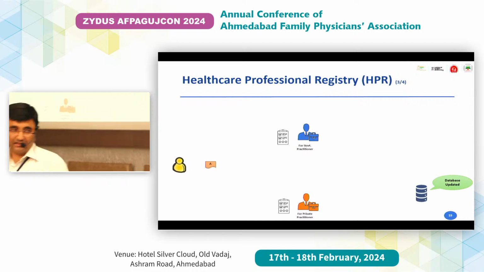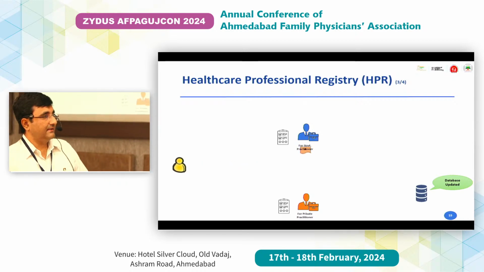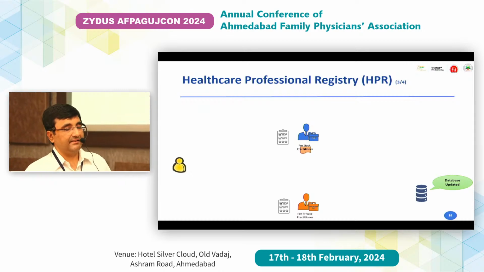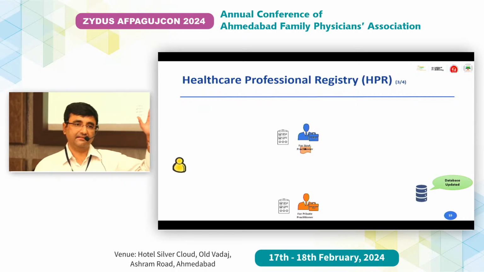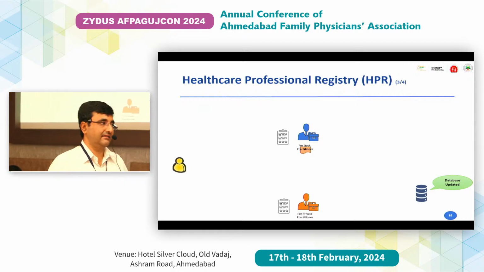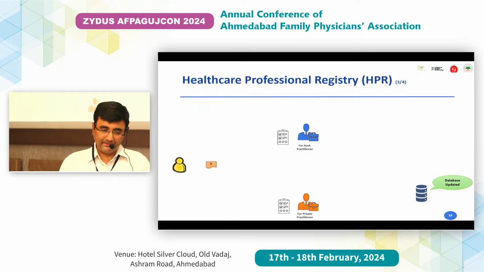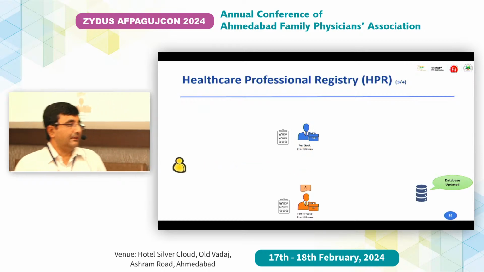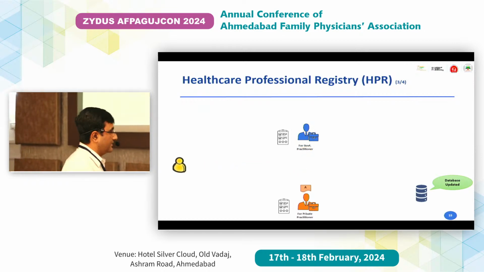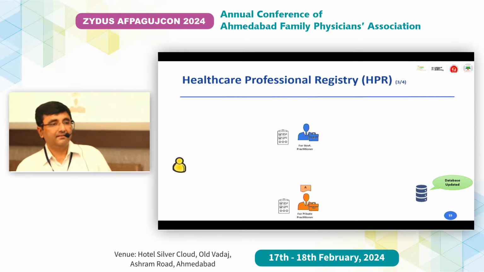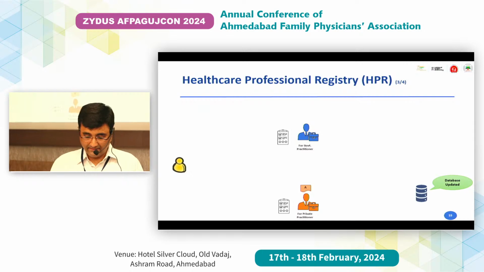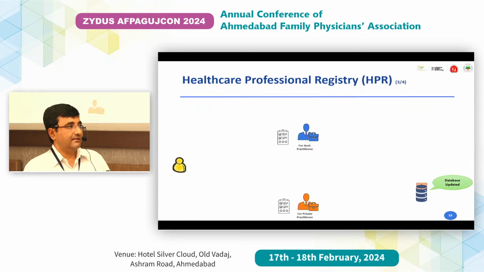This is how the process works. The practitioner keys in the data. If it is a government practitioner, it will go to the verifier in the government system nominated by the state government. For a private practitioner, it will go to the respective medical council for verification, and based on the data available, the application will be verified. And once it is approved, it will go to the public domain.